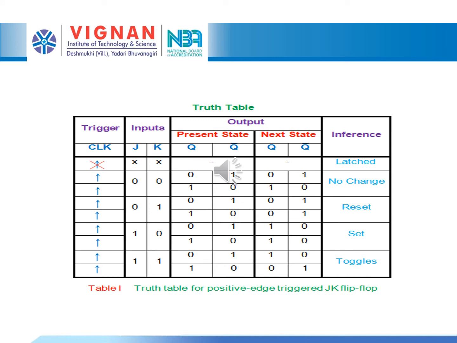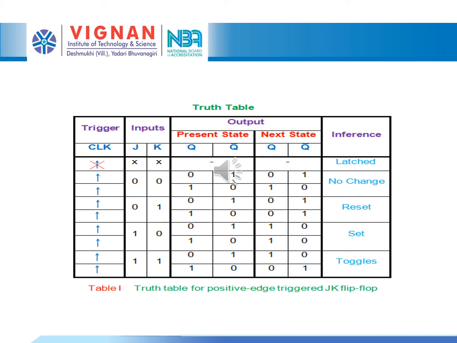And if the positive edge on the clock occurs and 0, 1 are the inputs, irrespective of the present state, that is, even if the present state is 0 or 1, the next state will be 0. That is called the reset state. And if 1, 0 are the inputs, irrespective of the present state, the next state will be 1. This state is called the set state.